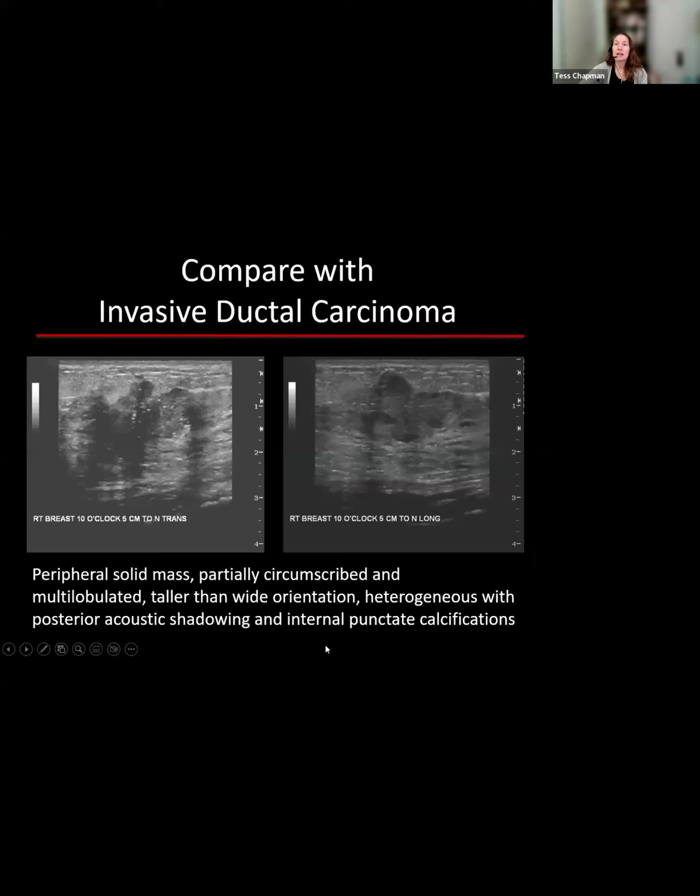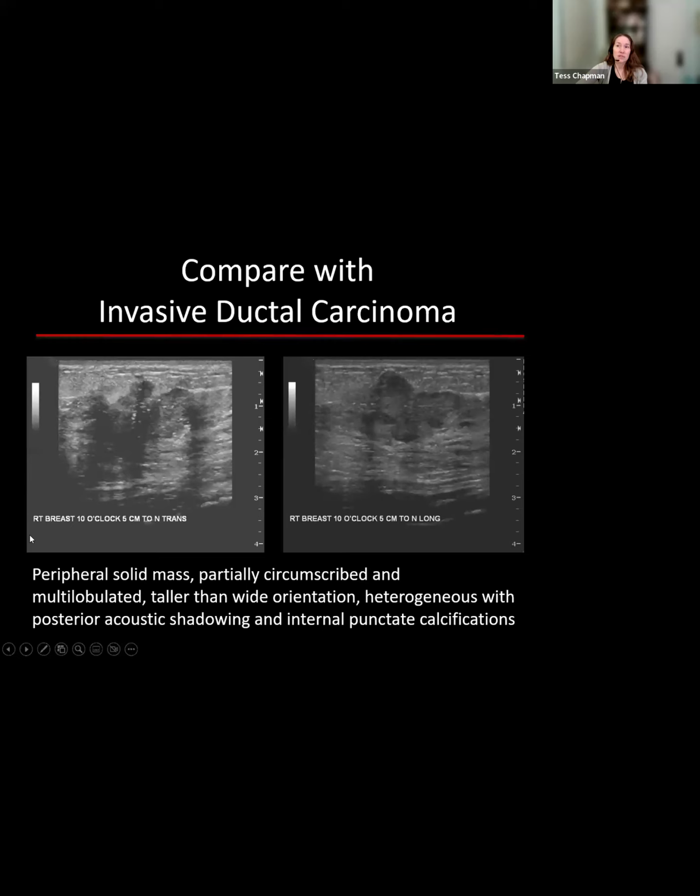Now let's finally wrap up by talking about the potential for actual malignancy in the breast. Again, it is exceedingly rare, but I want to show you a case of an invasive ductal carcinoma just to visually contrast with what we've been looking at.